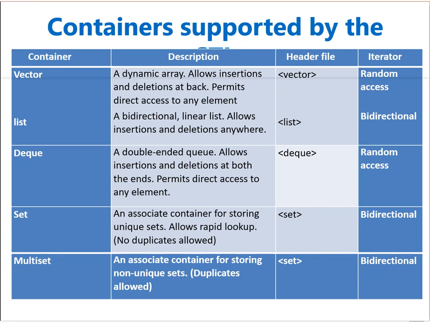Set is an associative container type. Set contains unique values and it allows rapid lookup. No duplication is allowed in a set. All functionality related to the set, meaning union, symmetric difference, and so on, is defined in the set.h header file. For manipulation of data in a set, we can use the bidirectional iterator.